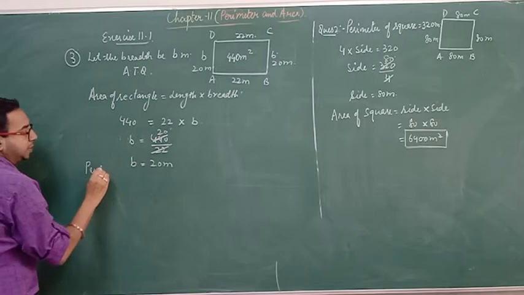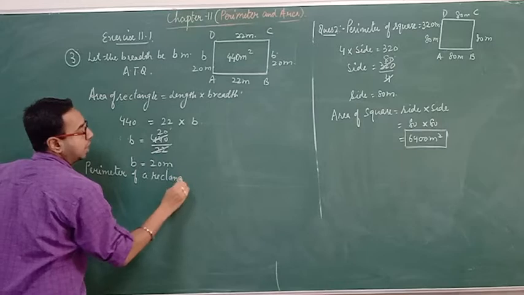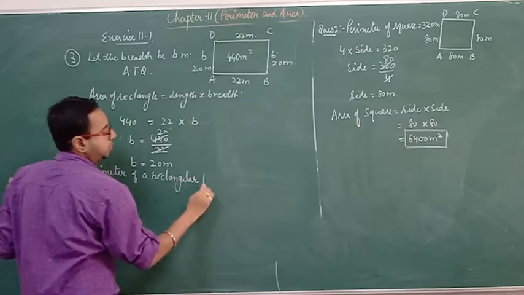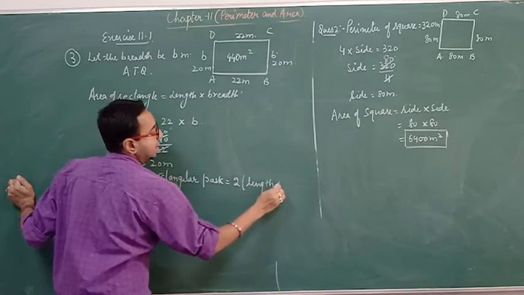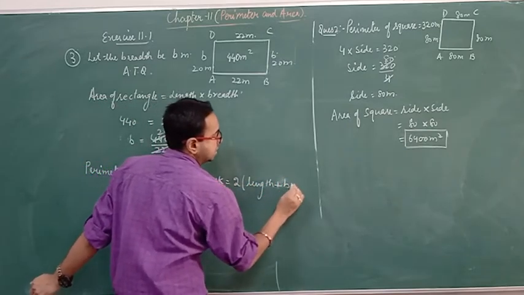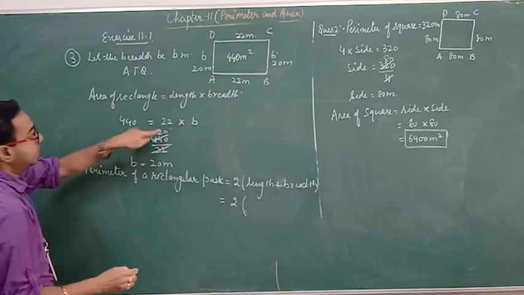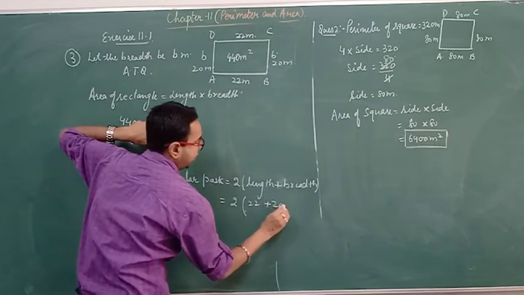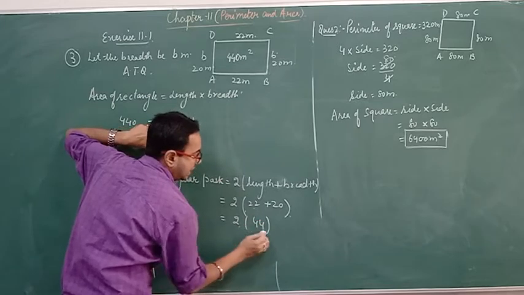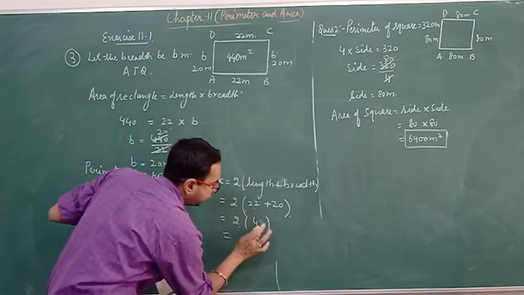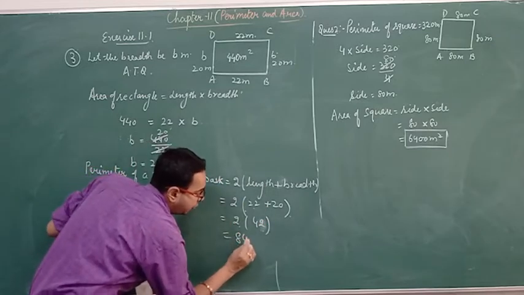So perimeter of this park, perimeter of a rectangular plot or park, I think it's a park in this question, so apply the formula. Please do write the formula. Twice length plus breadth. What is length? 22. Breadth we have already found, that is 20. Solve the bracket: 22 plus 20, that's 42. Multiplied by 2, it's 84 meter.